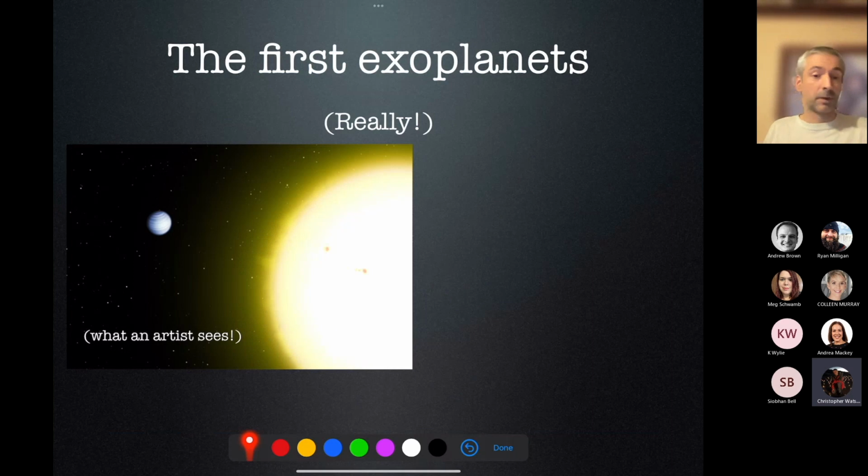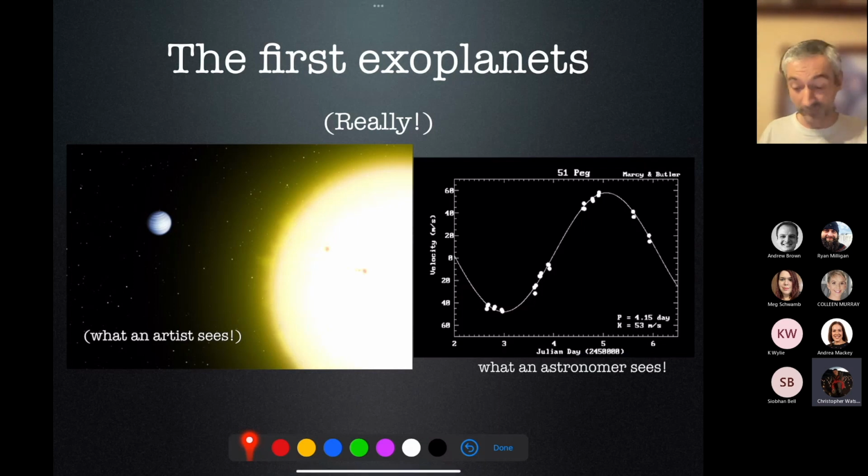You've seen this kind of picture in the news. It's an artist's impression. This is not what an astronomer sees. This is what an astronomer sees on the right. This is this Doppler shifting effect. This is essentially velocity. This is time in days in this case. And what we see is the star moving towards us, and then away from us, and then towards us in that lovely sine wave. We've got a circular orbit.